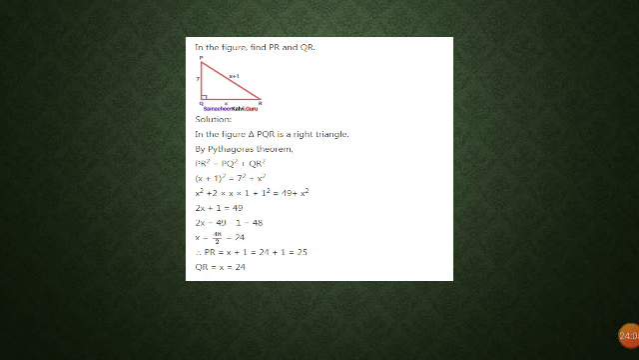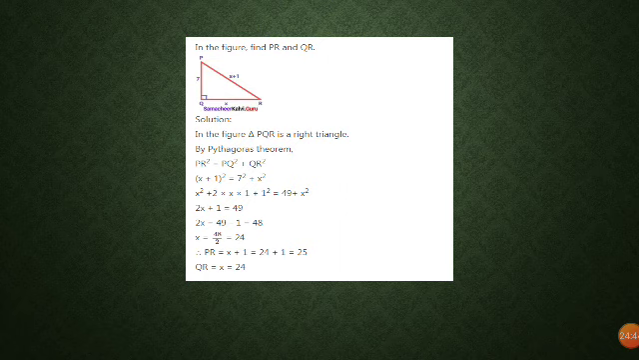So find the value of PR square. The hypotenuse squared equals PQ square plus QR square. So X plus 1 the whole square equals 7 square plus X square. Already you know the formula: A plus B the whole square equals A square plus 2AB plus B square. So X plus 1 the whole square is X square plus 2 into X into 1 plus 1 square, equal to 49 plus X square.